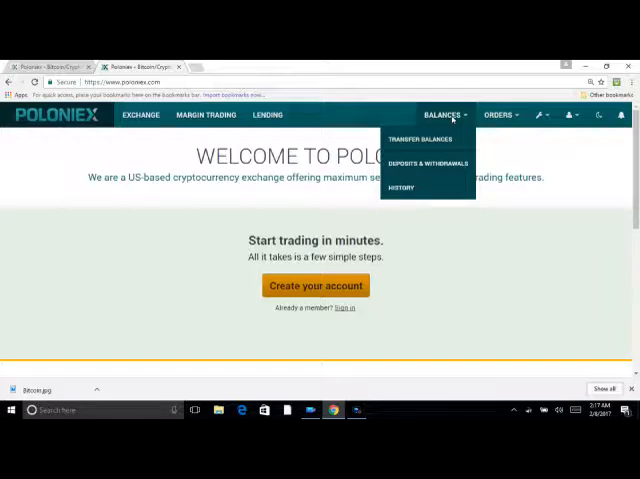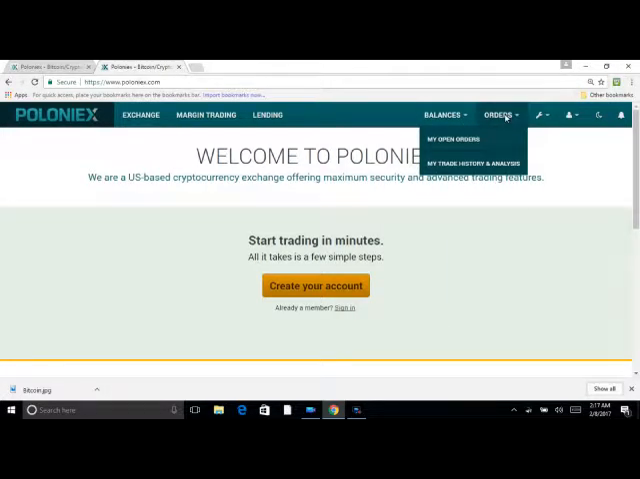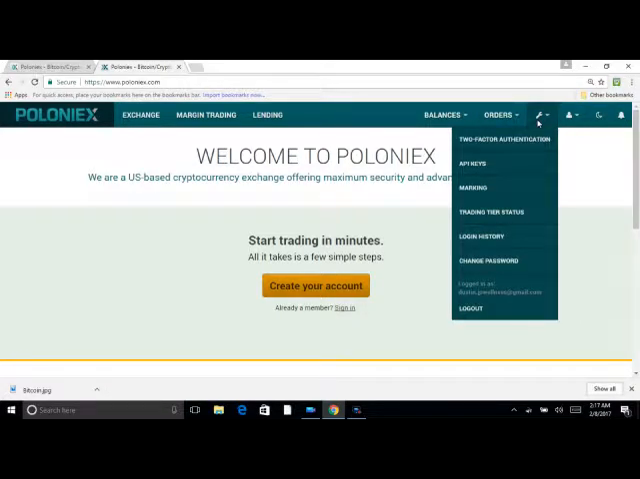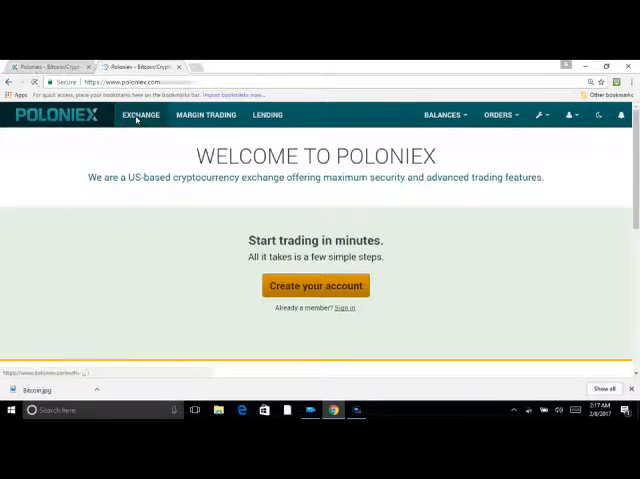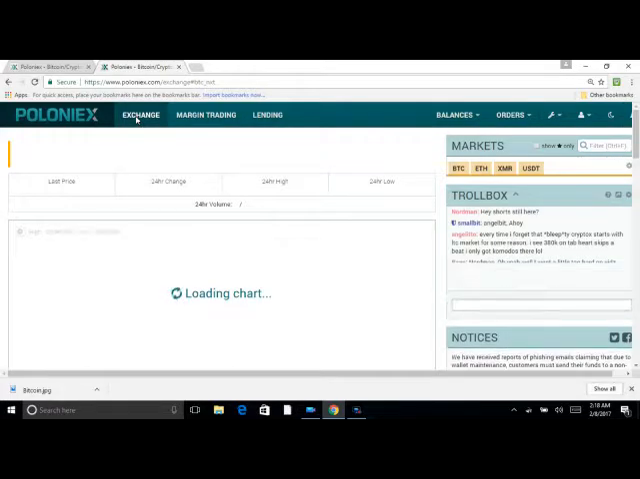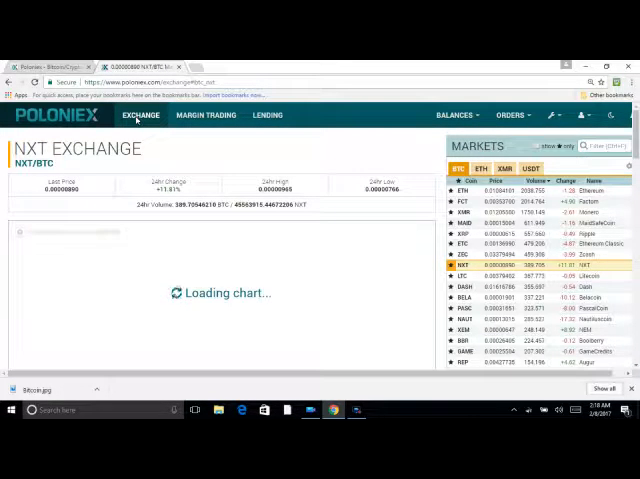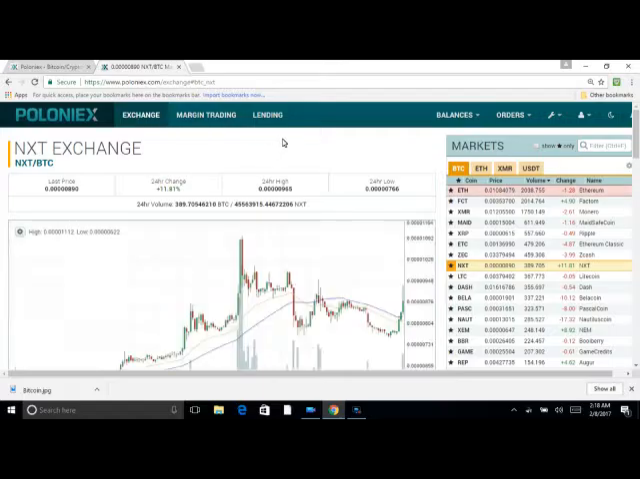Balances, you can transfer balances, see your deposits and withdrawals, your history, if you had any open orders, and your trade history analysis. Over here, you can set up two-factor identification, which secures your account, and a couple other things that you could just read through. So let's start off by going over to Exchange. We click on that tab, and it's going to open up the box where we could actually trade Bitcoins for other things.